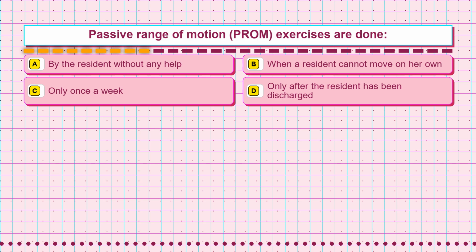Option A. By the resident without any help. Option B. When a resident cannot move on her own. Option C. Only once a week. Option D. Only after the resident has been discharged.